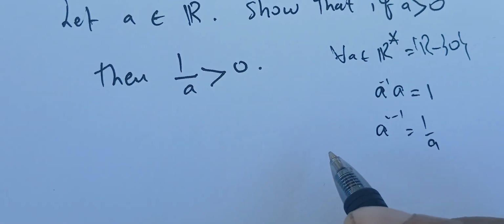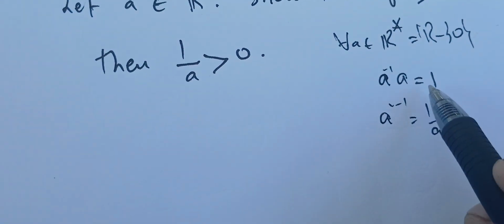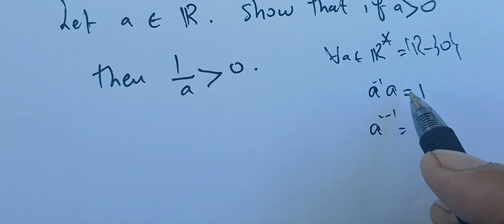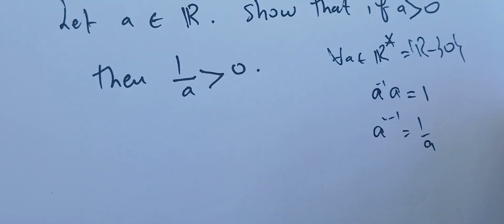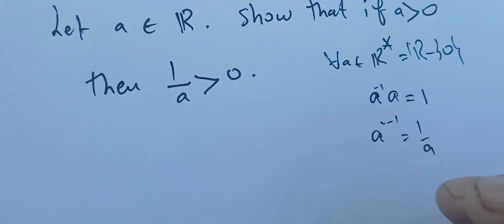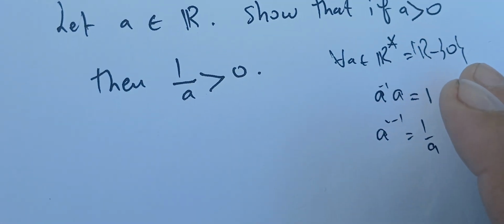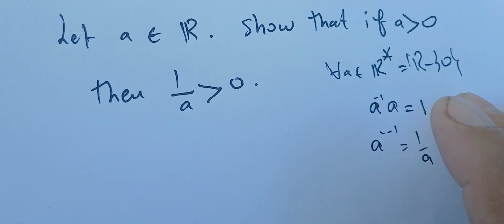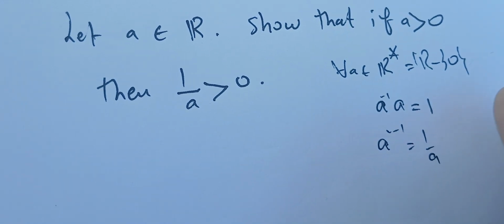And also we can use the fact that if the product of two numbers is positive, that means these two numbers have the same sign. They can either both be positive or both be negative.